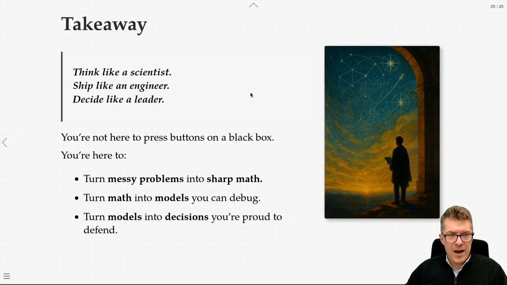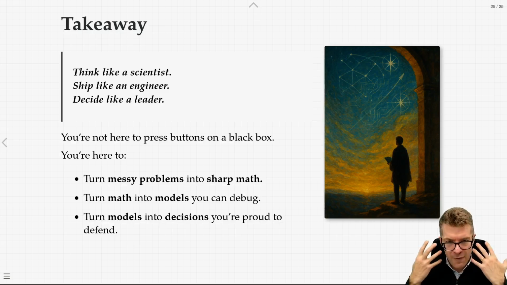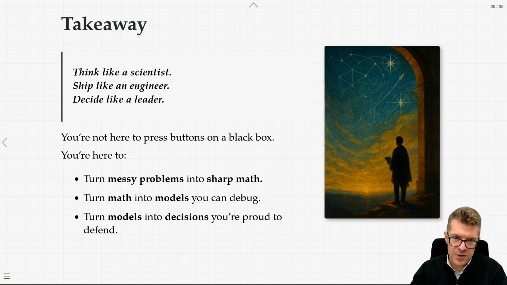The final takeaway I want to have here is that at the end of this course, I want all of us to be able to think like a scientist. A lot of the concepts we've mentioned theoretically today we'll acquire through practice. I want you to be able to ship like an engineer, so to package your tools and your statistical methods in a way that you can be confident deploying in the real world. And I want you to be able to decide like a leader, have the skills to either make the decisions yourself or communicate information to other leaders in your midst, so that they can make the decisions effectively.